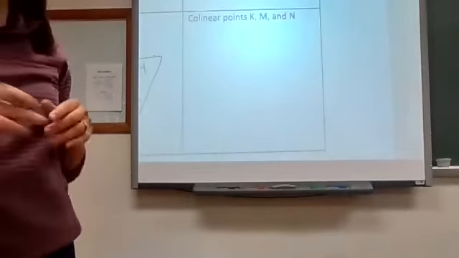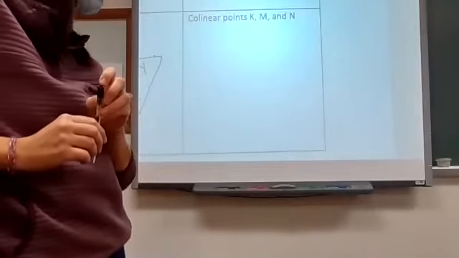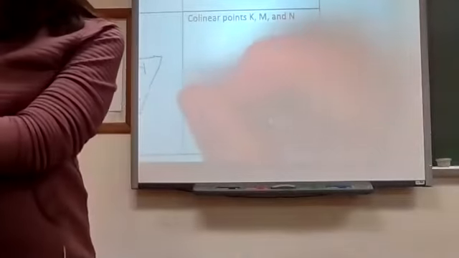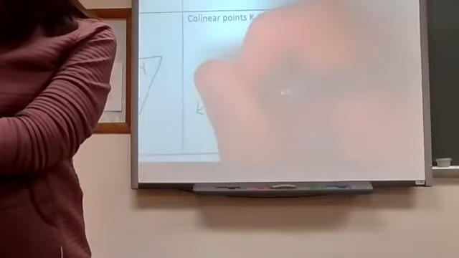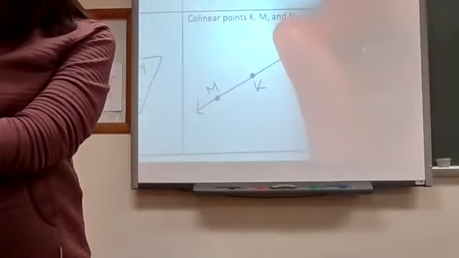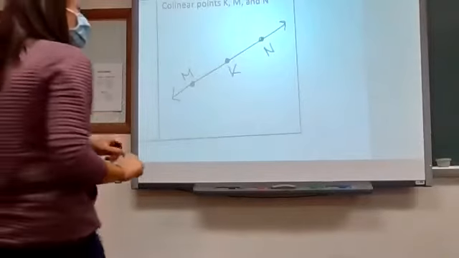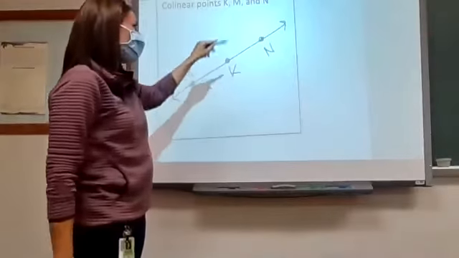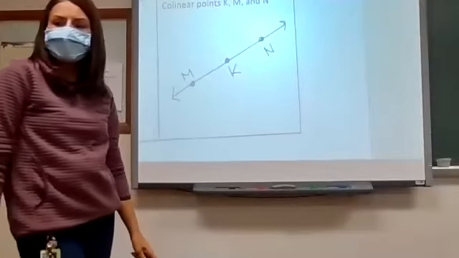Last diagram asks you to draw collinear points K, M, and N. What does collinear mean? On the same line. So it doesn't matter where they are, as long as K, M, and N are on the same line, they're sharing a line. Collinear points.